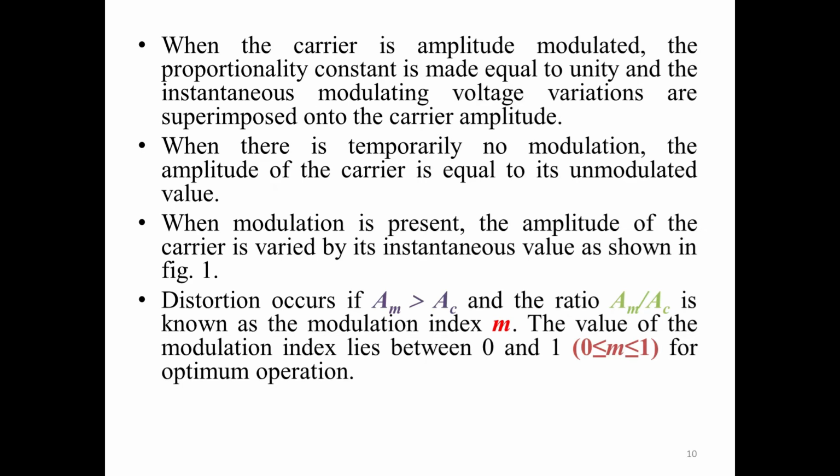When the carrier is amplitude modulated, the proportionality constant is made equal to unity and the instantaneous modulating voltage variations are superimposed onto the carrier amplitude. When there is temporarily no modulation, the amplitude of the carrier is equal to its unmodulated value. When modulation is present, the amplitude of the carrier is varied by its instantaneous value as shown in Fig. 1. Distortion occurs if AM is greater than AC, and the ratio AM over AC is known as the modulation index, M. The value of the modulation index lies between 0 and 1 for optimum operation.